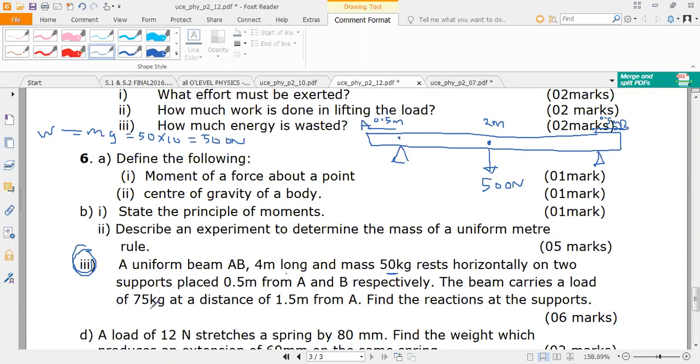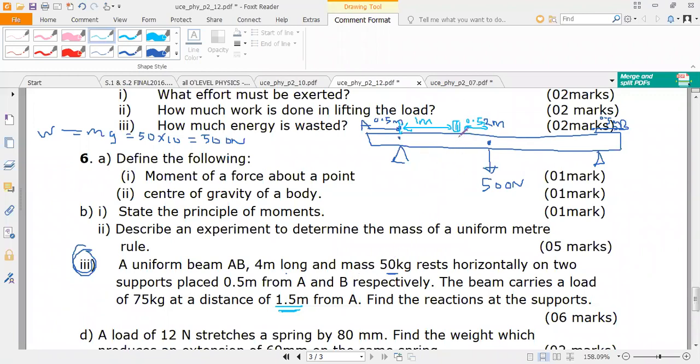The beam carries a load of 75 kilograms at a distance of 1.5 meters from A. So if this is 0.5, the load is here, this is the load, which has a mass. This distance from here up to where the load is should be 1 meter. So if you add 1 plus 0.5, it gives 1.5 meters from A. So the distance between this and this is also 0.5 meters, okay?